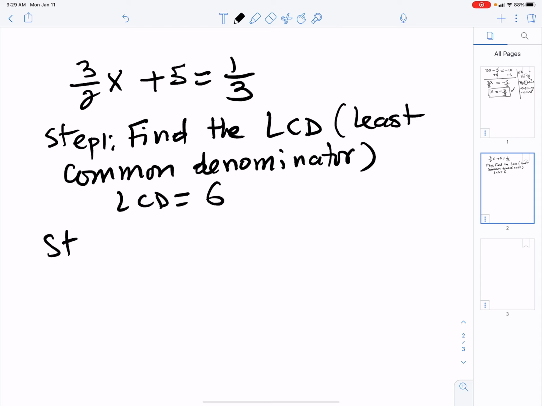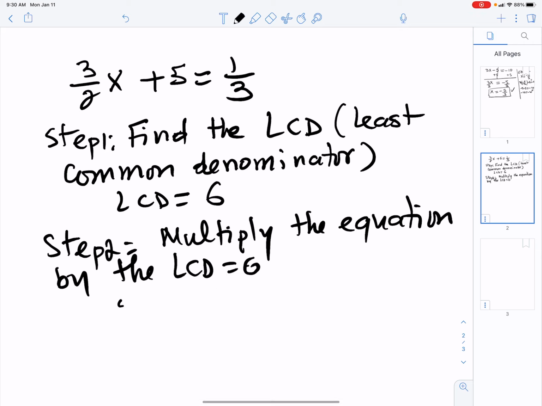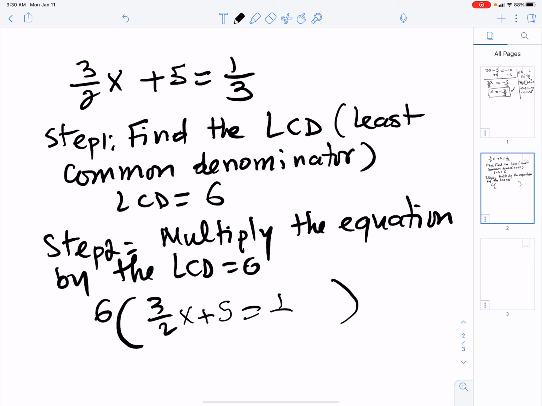And now we have step 2. My goal is to find x. So I want to get rid of the fraction. So all I need to do is to multiply the entire equation by the LCD. So multiply the equation by the LCD, which is 6. So we have 6 times (3 over 2 x plus 5) equals 1 over 3.